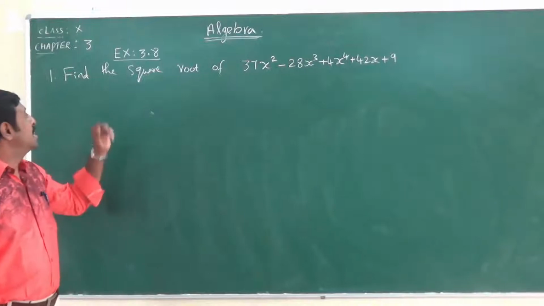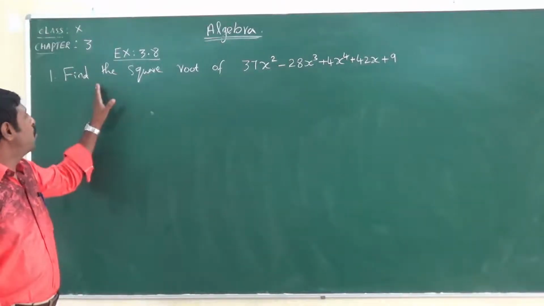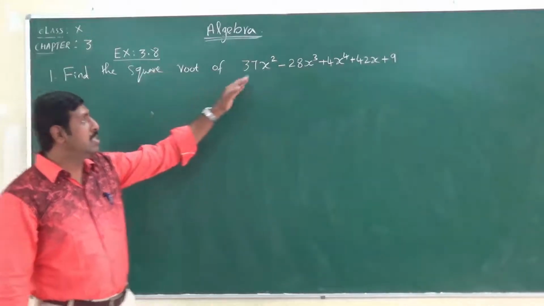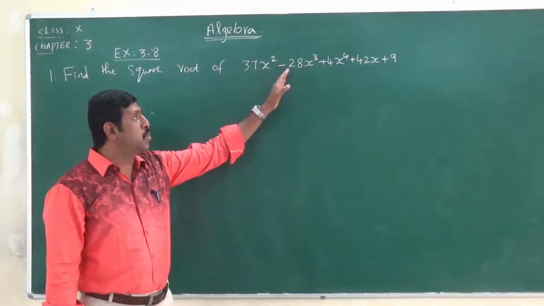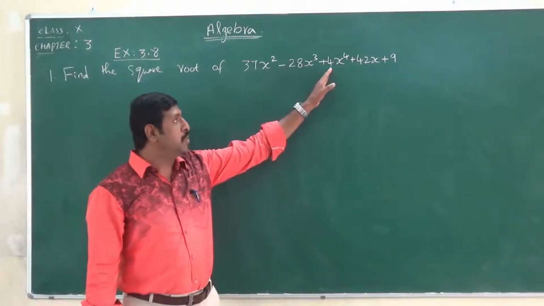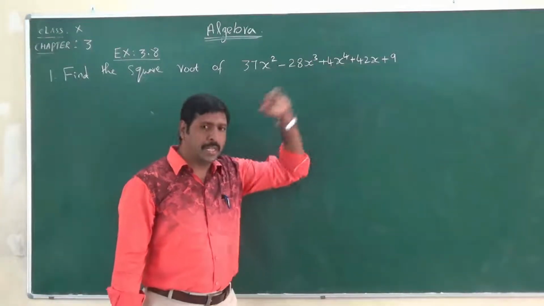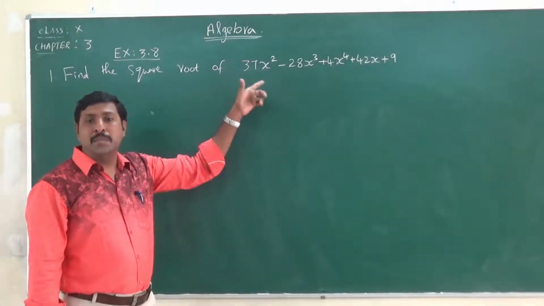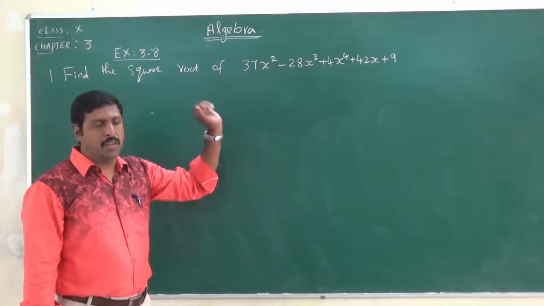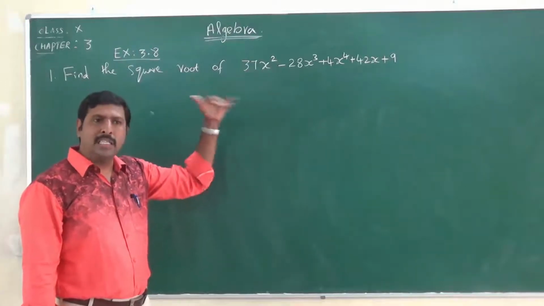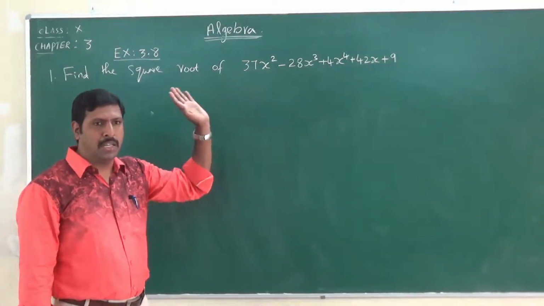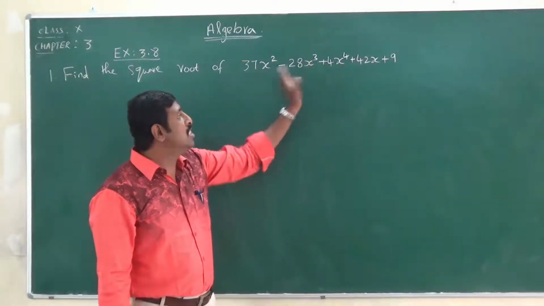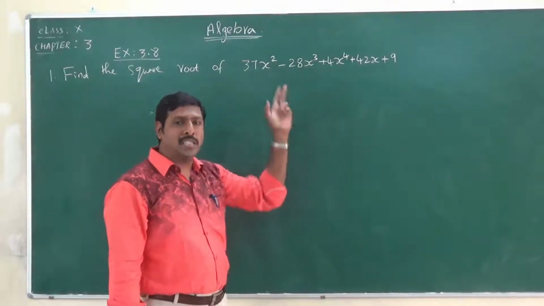Today we are going to see Exercise 3.8, question number 1. Find the square root of the algebraic expression given as 37x square minus 28x cube plus 4x power 4 plus 42x plus 9. First of all, we have to check whether the given algebraic expression is in standard form or not. For standard form, we can choose either ascending order or descending order. The highest power is x power 4, but here the terms are not in that order, so we have to write it in standard form.